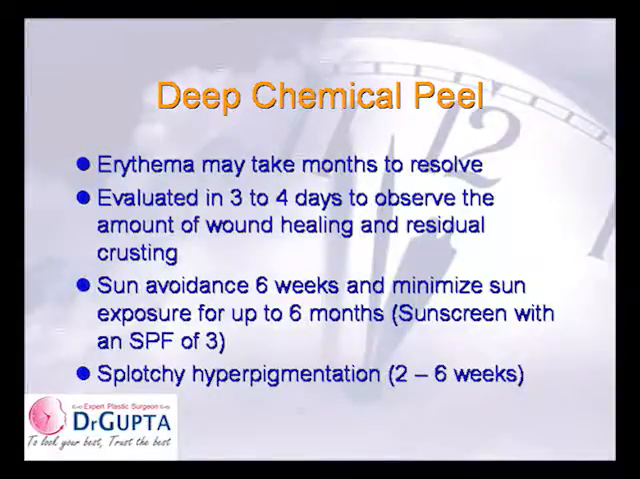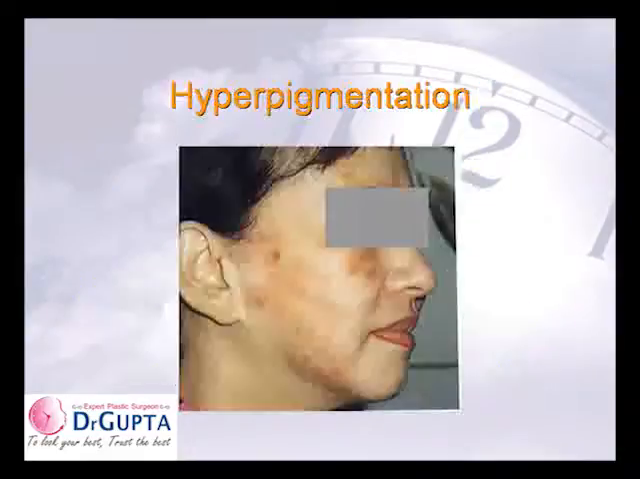The risk profile of deep chemical peels and the recovery requirements from deep chemical peels in our experience are relatively excessive compared to the benefits, and that's why we have adopted the techniques of laser more commonly than these deep chemical peels. There is almost an expected amount of hyperpigmentation after deep chemical peels. It does go away after about 4 to 5 weeks, but this is not an uncommon finding in patients who undergo deep chemical peels.